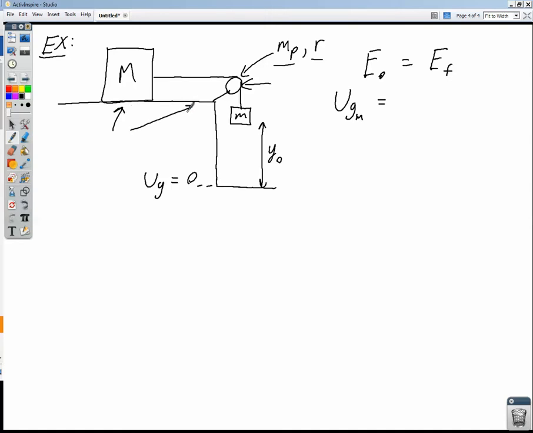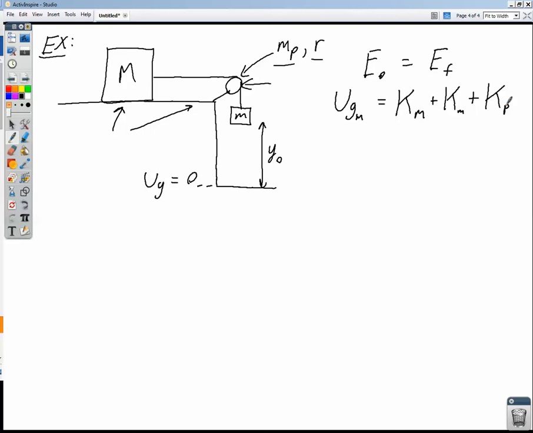So those are going to cross out anyway. So the only change in gravitational potential is little m. And once little m hits the ground, or just before it hits the ground, then we've got the kinetic energy of big M, the kinetic energy of little m, and the kinetic energy of the pulley, because it will be rotating.